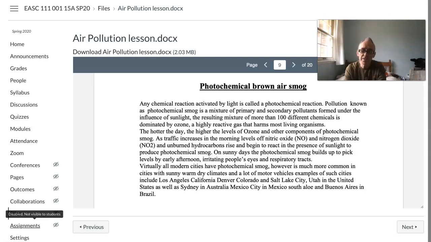Virtually all modern cities have photochemical smog, but it's more common in ones which are warm and dry and that have a large amount of motor vehicles. For example, in Los Angeles you get a large amount of photochemical smog, and in other places, like Rome also. In some places you don't get so much. For example, London, because it rains, it's wetter, you don't tend to get as much photochemical smog.